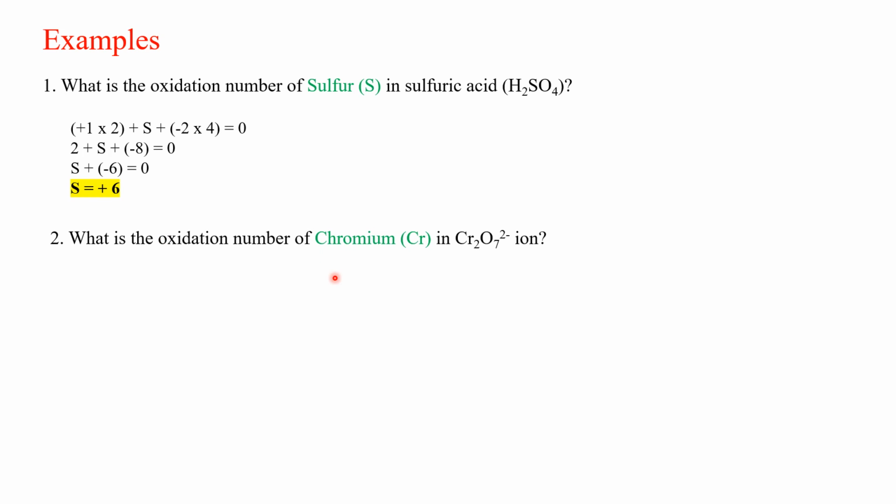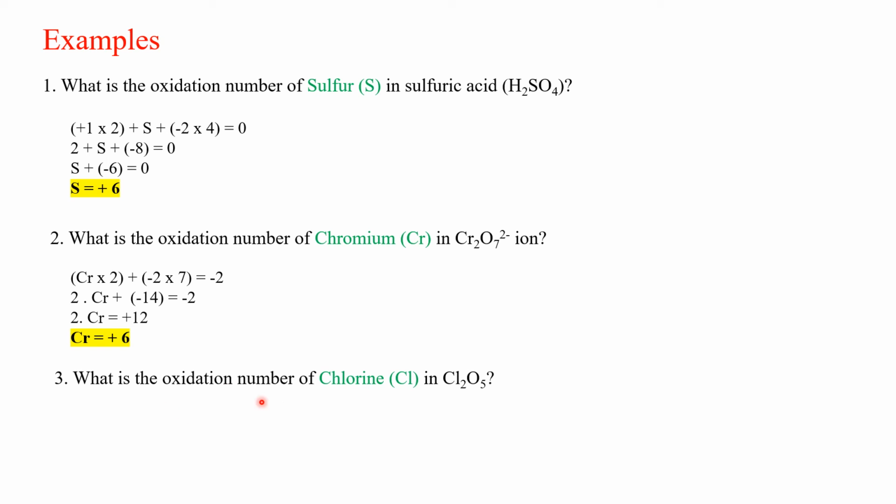Next, what is the oxidation number of chromium in the dichromate ion? This is dichromate, like in potassium dichromate, Cr2O7. The charge is 2 minus. Then the chromium charge multiplied by 2, plus oxygen, which is -2 times 7, should be equal to the overall charge on the ion, which is -2. After you solve, you can see the chromium oxidation number is +6 within this dichromate anion.